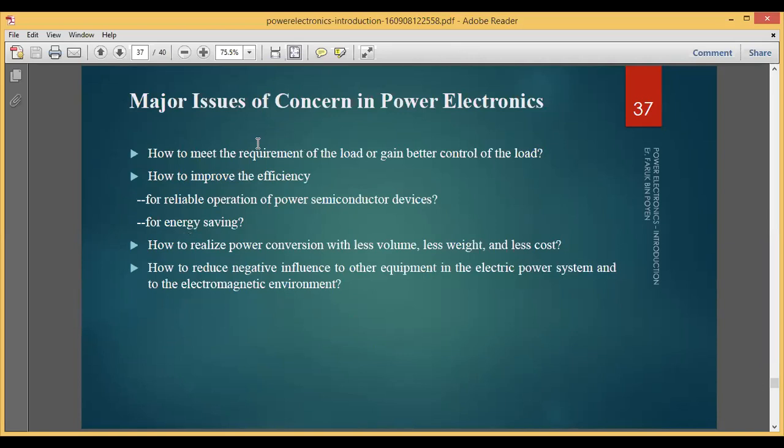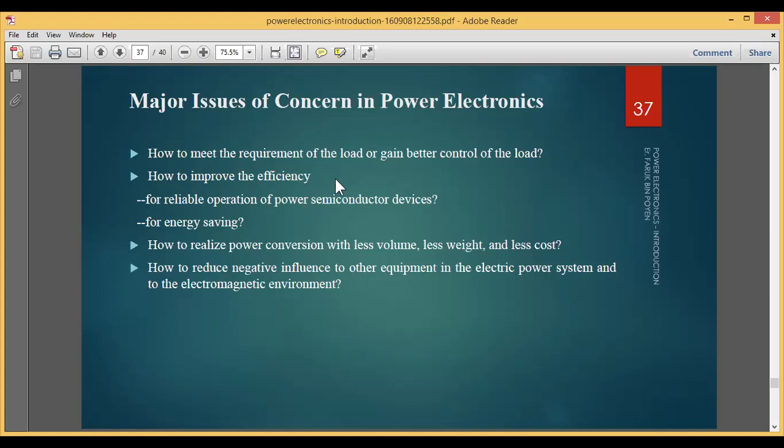Now there are some issues which are concerned in power electronics. The first issue is that we cannot meet the requirement of the load all the time, because the load will always change. Load, in the sense of the output: we cannot meet the requirement of the output all the time, because the load will sometimes be fluctuating, sometimes constant. To get a better output, control of the load is necessary.